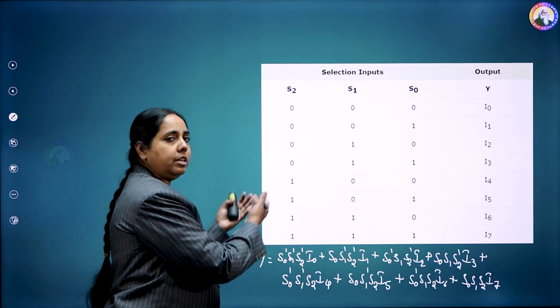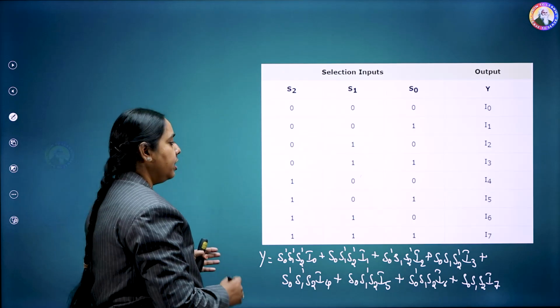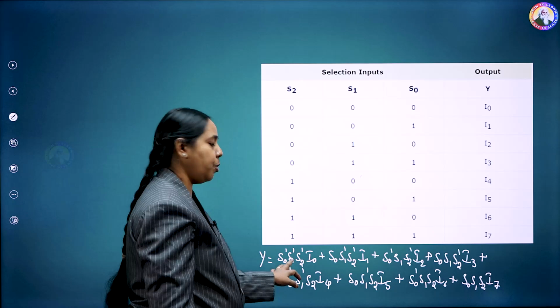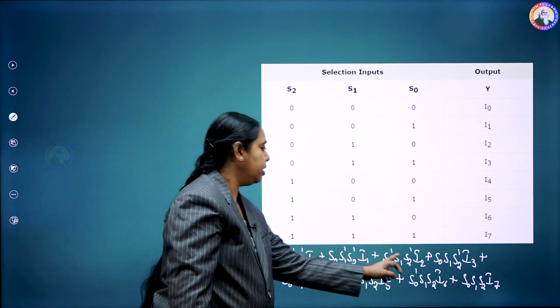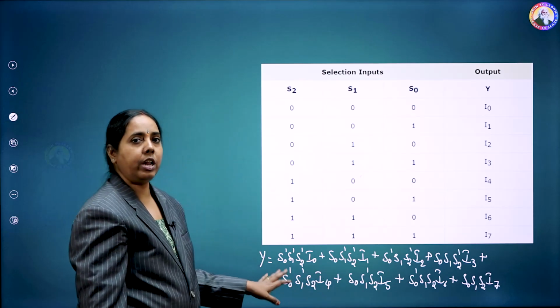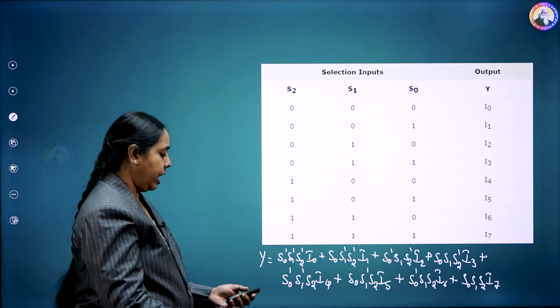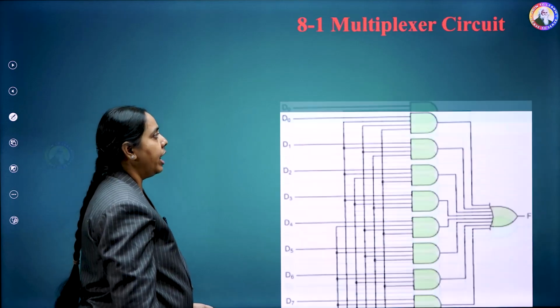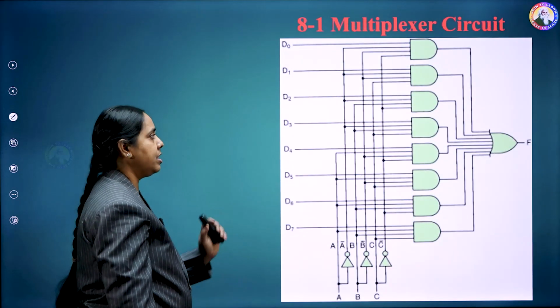This I need to represent in the logic diagram. So, for that how many AND gates do I require? How many min terms am I having here? Product terms I am having: 1, 2, 3, 4, 5, 6, 7, 8. So, I require 8 AND gates, and 1 OR gate. So, this is the representation of the 8:1 multiplexer logic diagram.